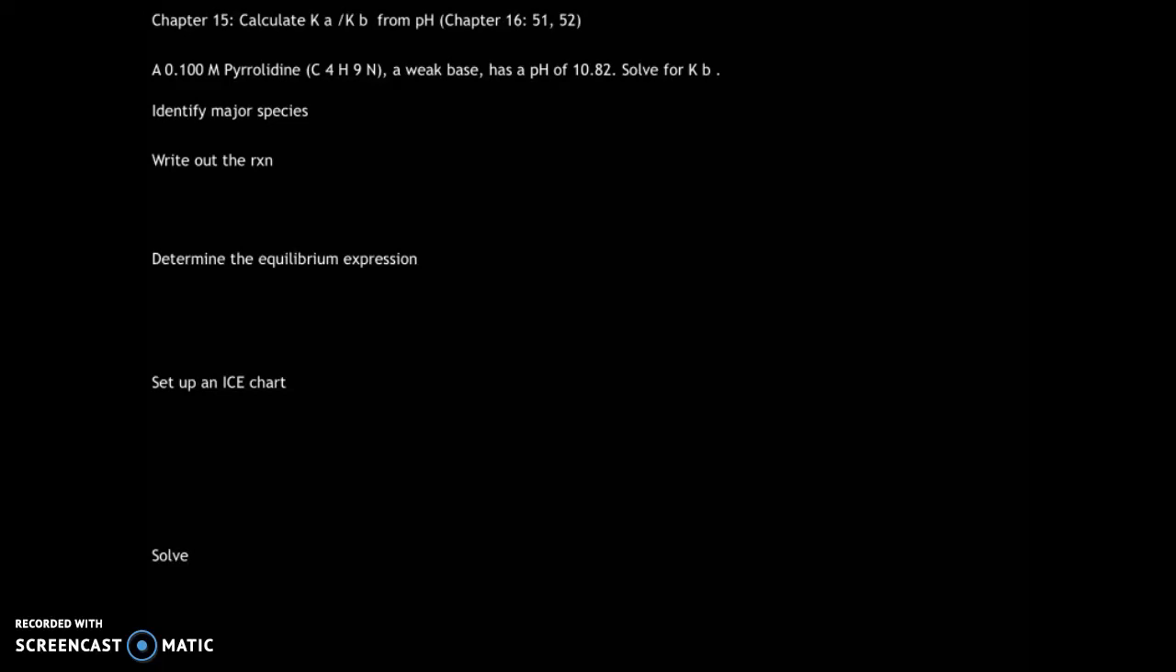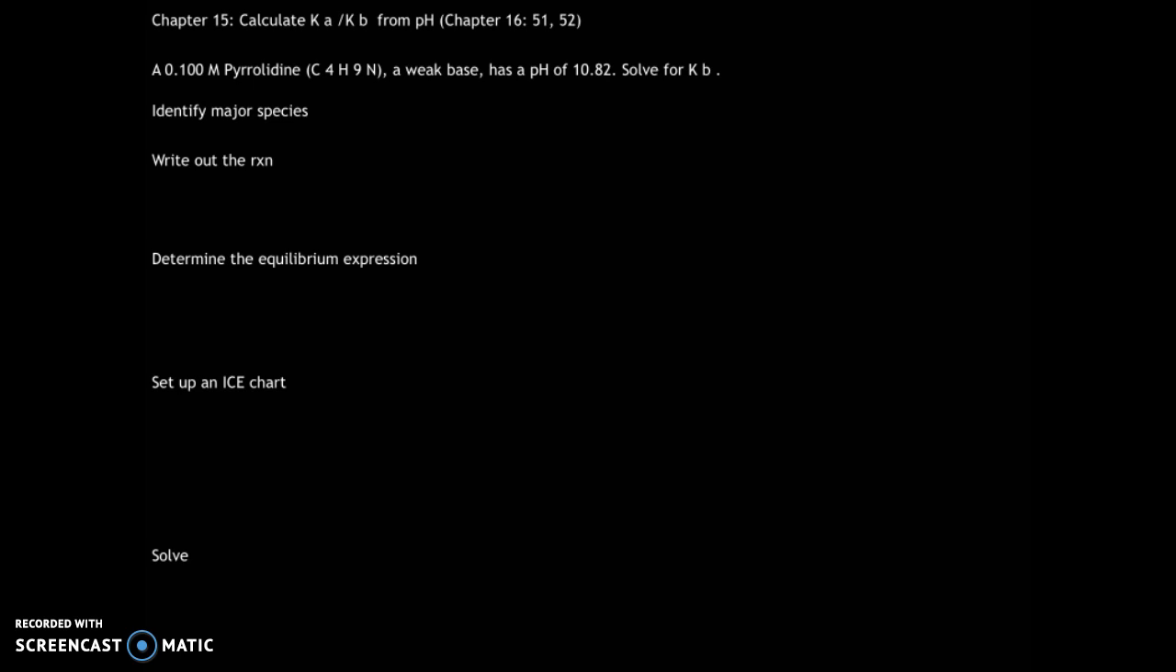All right, chapter 15, calculating Ka or Kb from pH. Again, this will be for some sort of weak acid or a weak base. This is very, very similar to chapter 13 where you're calculating Ka or Kb from percent ionization, except they're giving you pH instead of percent ionization. But pH in essence gives you H. If you know H, you know OH, for example, if you need that for a base, which for this problem we will.